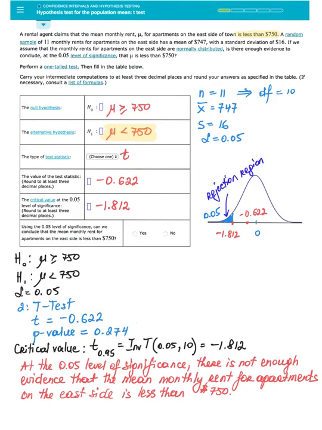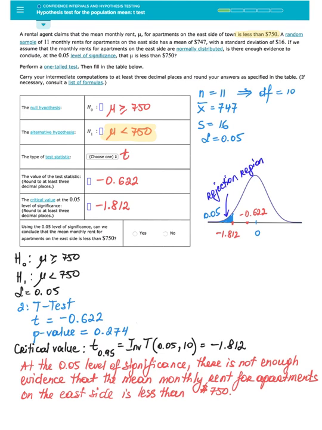Let's do one more example. A rental agent claims that the mean monthly rent mu for apartments on the east side of town is less than $750. A random sample of 11 monthly rents for apartments on the east side has a mean of $747, with a standard deviation of $16. If we assume that the monthly rents for apartments on the east side are normally distributed, is there enough evidence to conclude at the 0.05 level of significance that mu is less than $750?